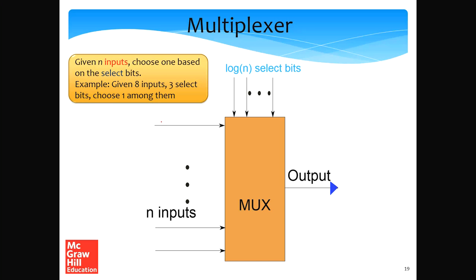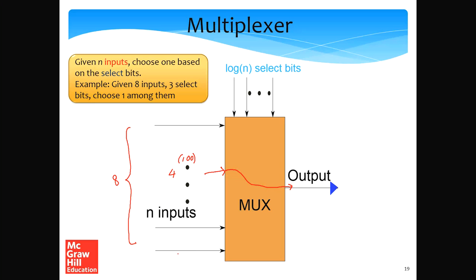In a multiplexer we are given n inputs. We choose one of the inputs as the output based on the select bits. For example, if there are 8 inputs over here, then we'll choose one of the inputs to get reflected in the output based on the values of the select bits. Let's say this is input number 4, and if the values of the select bits are 1, 0, 0, then we'll choose this input to get reflected at the output.